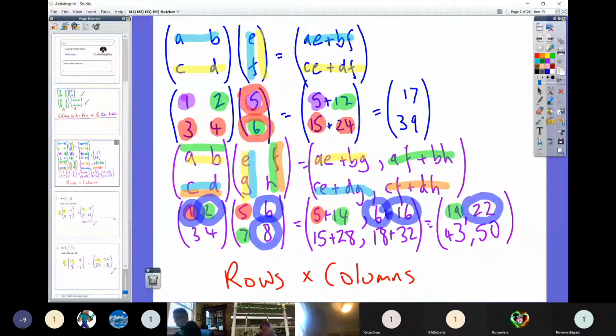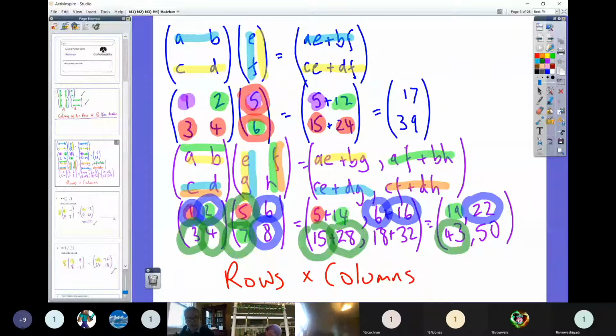So let's go and do the bottom left-hand number. Working away along my row of my first matrix and down the first column of my second matrix, I'm doing 3 times 5 to get 15 and 4 times 7 to get 28. And then I've added those together to give me my 43. Okay, bit of a lag there, isn't there? But yeah, not too bad.